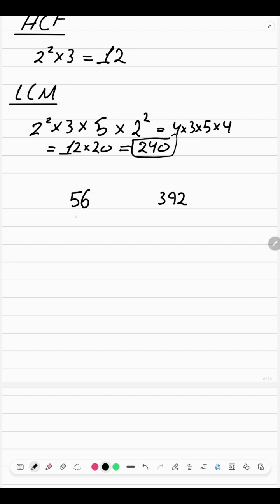So 56 can be written as 8 and 7. 7 is a prime number. We'll just circle this like this. 8 is just 2 cubed. We'll circle that like that. So 56 is 2 cubed times 7.